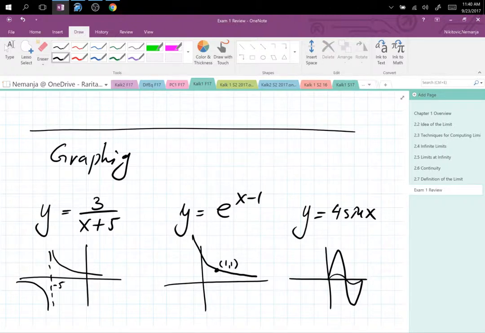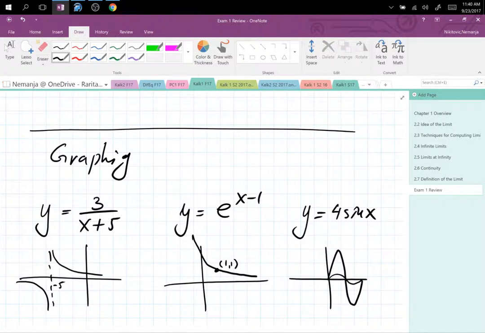Other questions, concerns? Yes? For the second graph, exponential x minus 1, I'm not convinced with it. Can you explain it to me?